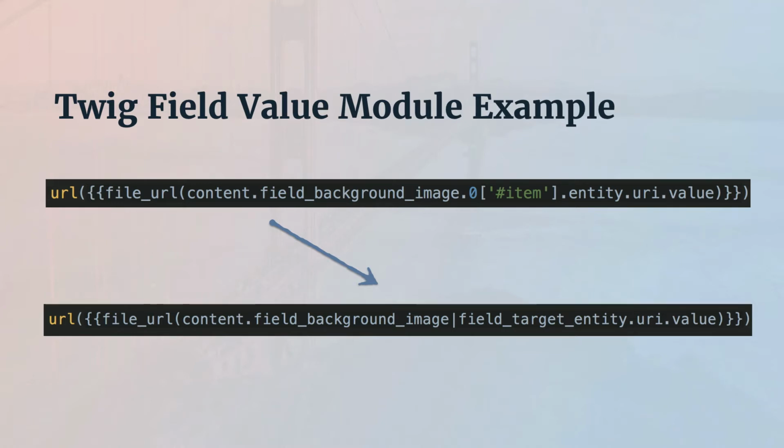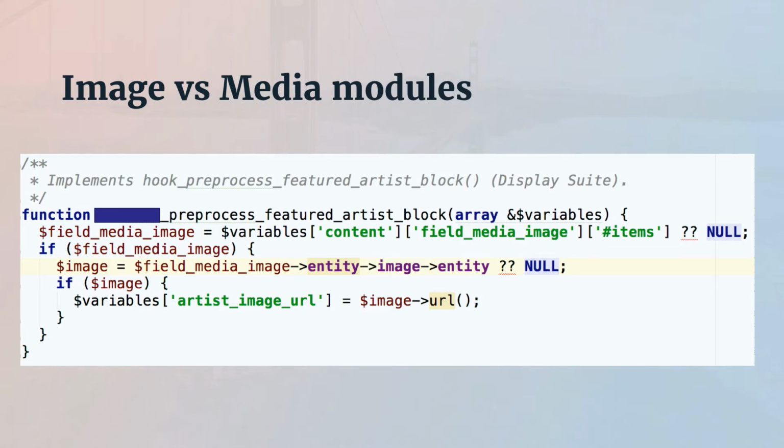Now that I'm bringing up images, we've got this issue between the image module and the media module, and the media module makes things more complex. Image is what you get just out of the box. But sometimes our clients need responsive images, so we need to use the media module. I tried digging in to find the background image URL or URI and turn it into a URL, and it just wasn't working.